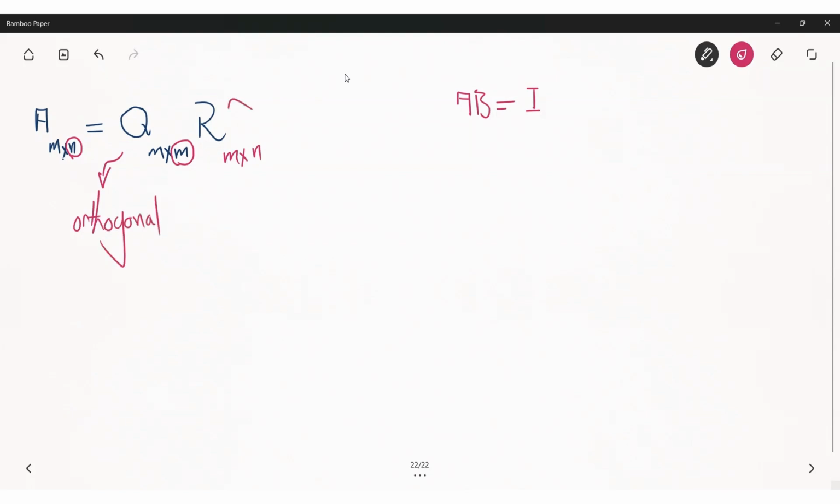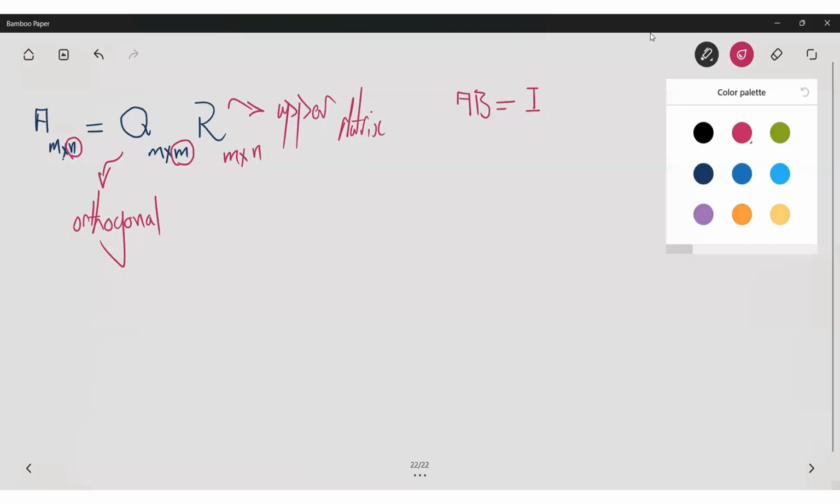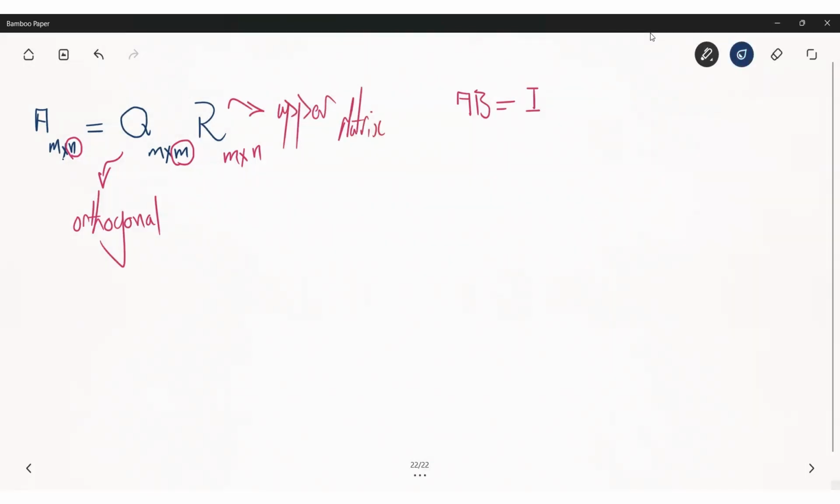Q is orthogonal, and R is an upper triangular matrix. We're going to talk about the upper matrix in a couple of seconds. However, I'm just going to review again what the roadmap is. Then what we are going to do here is this.